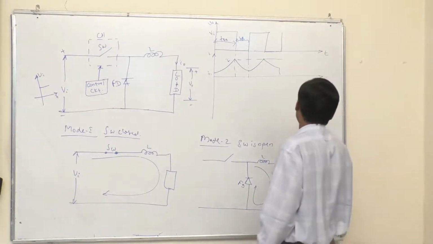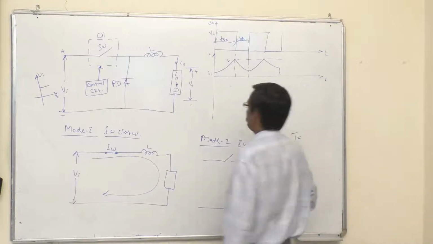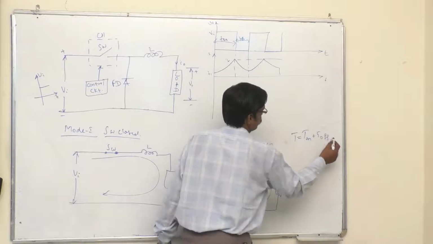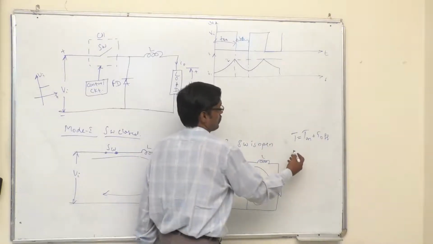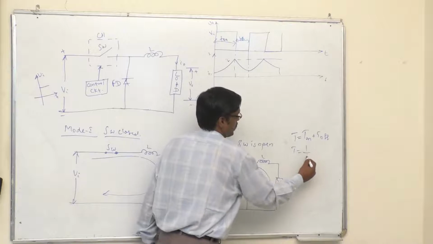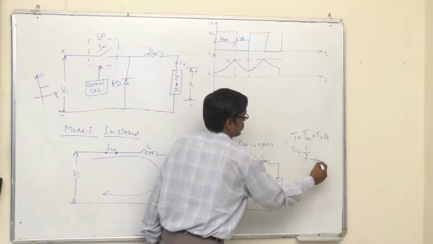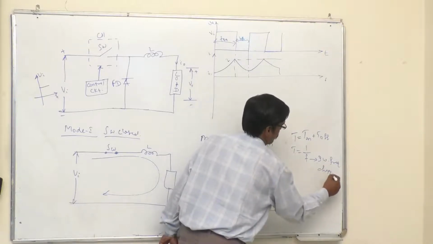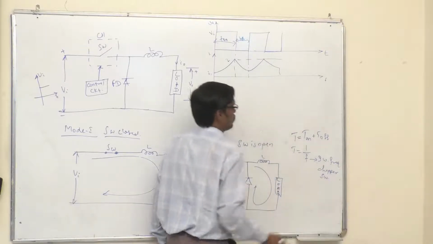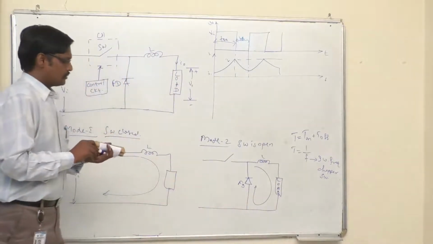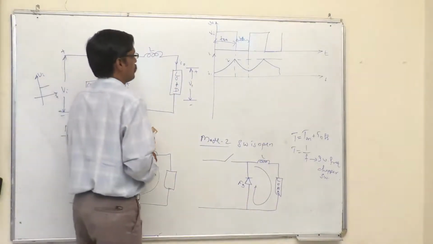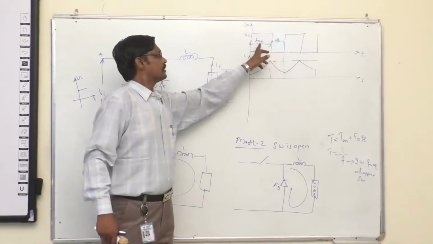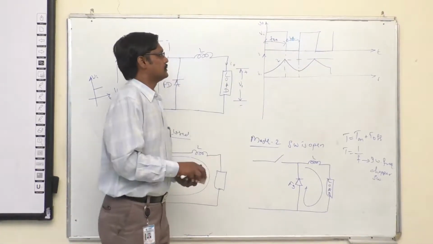So the total time period T equals T on plus T off. T is nothing but 1 by F, where F is the switching frequency of the chopper switch. Now, by changing this T on and T off period, the output voltage will be changed.